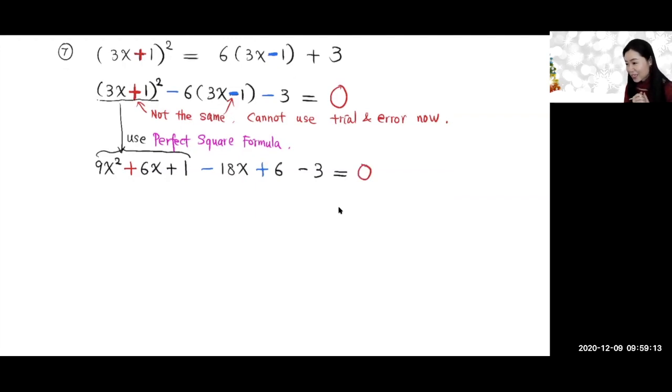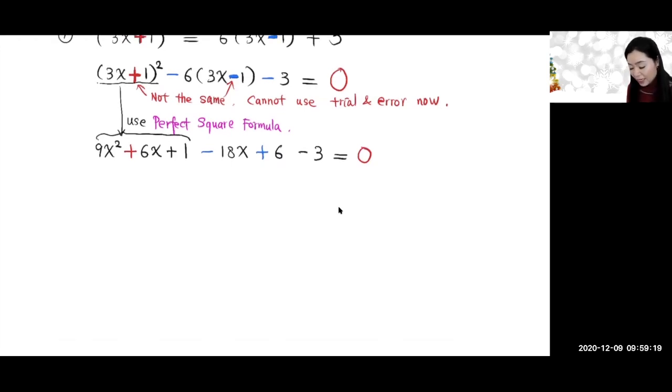Now, after this, you can see that we need a quadratic equation, right? Now we're going to combine like terms. So we have 9x squared. Combine like terms over here: you have 6x minus 18x, so you have minus 12x. And then you have adding 1, adding 6, and then minus 3, which is going to be 4. So plus 4 equal to 0.